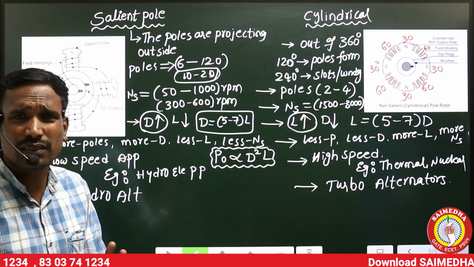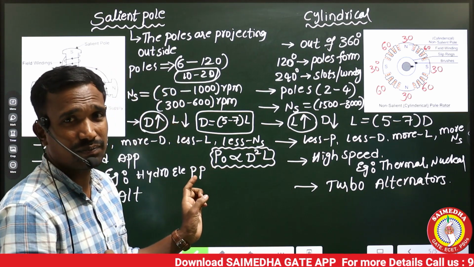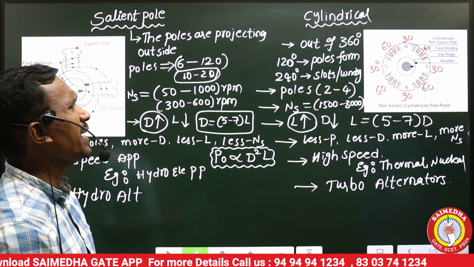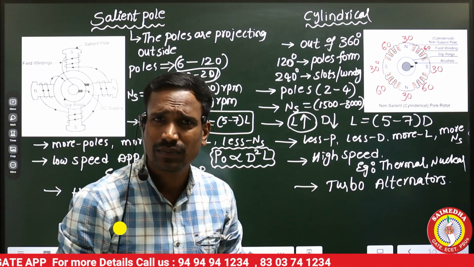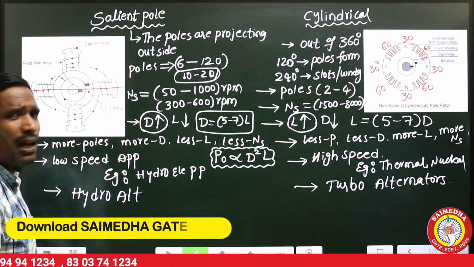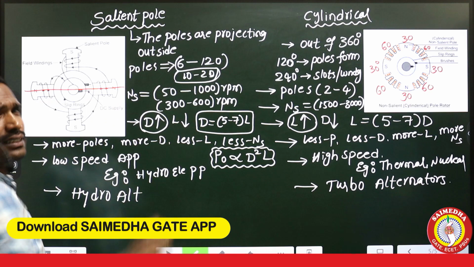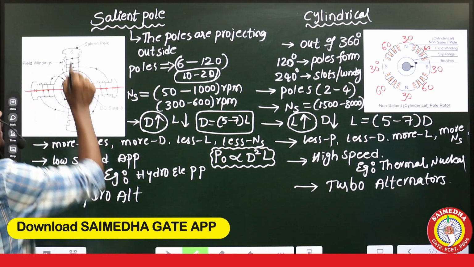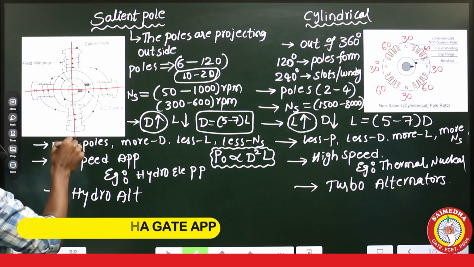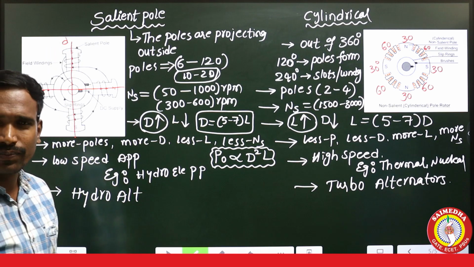Still we have some more differences based on the q-axis and d-axis. Let's see the differences. Which is the d-axis and which is the q-axis here? Generally, the d-axis is the axis flowing through the pole centers. See here, is this the d-axis or q-axis? This is the d-axis. The axis flowing through the pole centers is also called the d-axis.